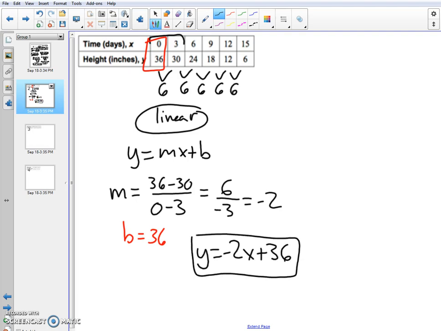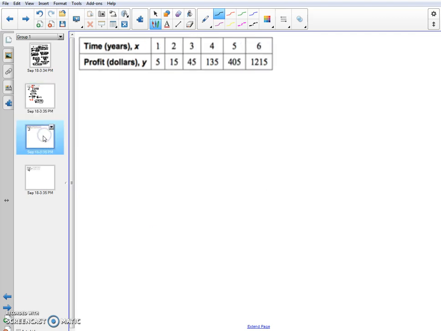So the only time we have to set up that system is if it is indeed quadratic. So this one was linear, so I just need to solve for y equals mx plus b. So look at the next one then. So I want to start by looking at my differences. So 5 minus 15 is negative 10. Here we get a negative 30. Here we get a negative 90. Here we get a negative 270. And a negative 810.